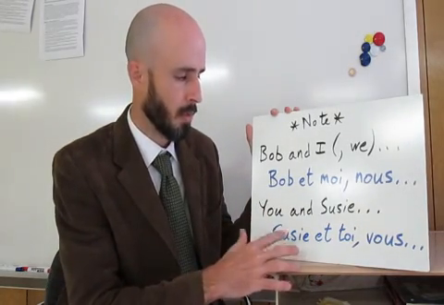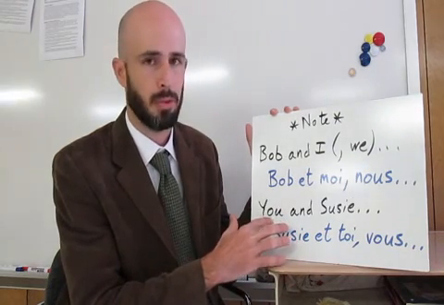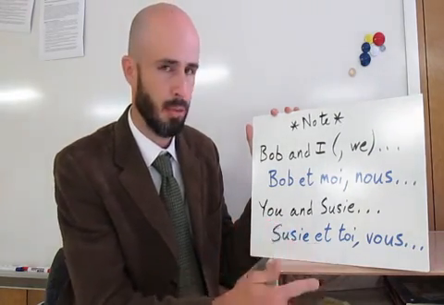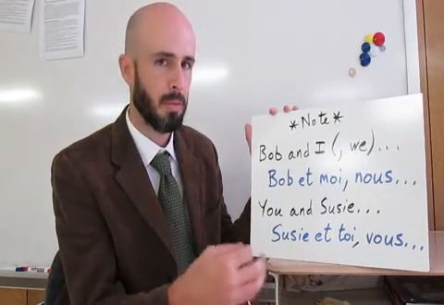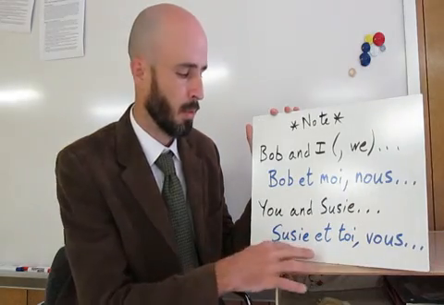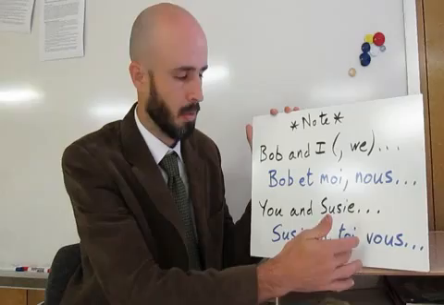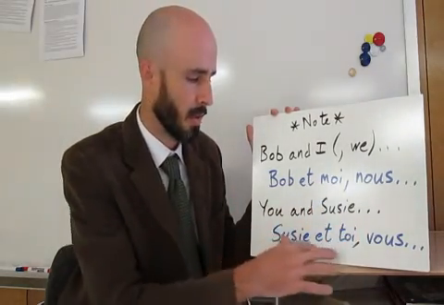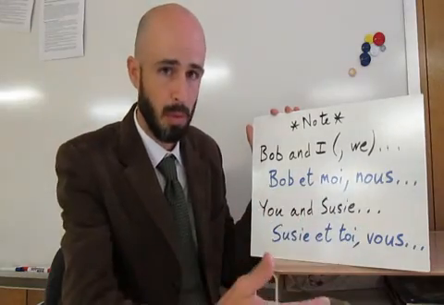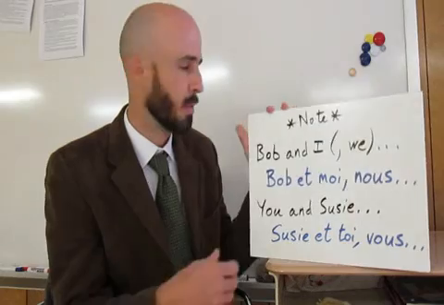In French, you can't use tu, for example. You can't say Susie et tu. You just can't do that. You have to use a different pronoun. You have to say Susie et toi, and again I like to put a comma and then the compound subject: Susie et toi, comma, vous chantez bien. You sing well. Vous chantez bien.